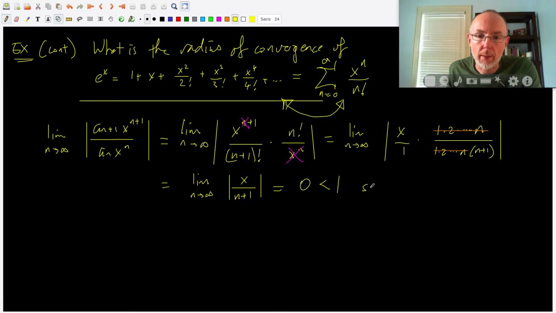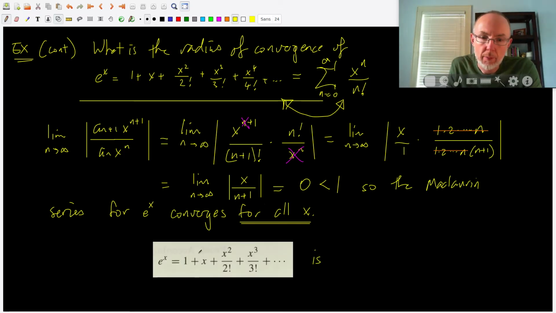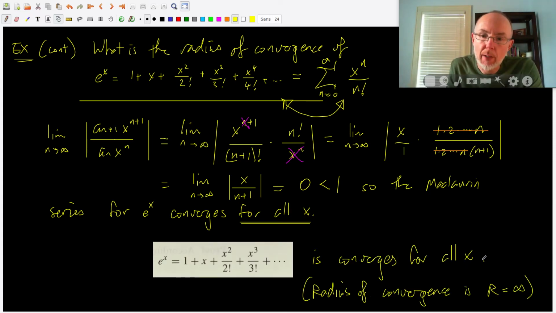That's less than 1. So that tells us that this Maclaurin series converges for all values of x. Right? It didn't matter what x is, as long as x is in the domain. This makes sense, and that limit will be 0, which means it converges. So this power series is valid for all x, which means our radius of convergence is infinity.